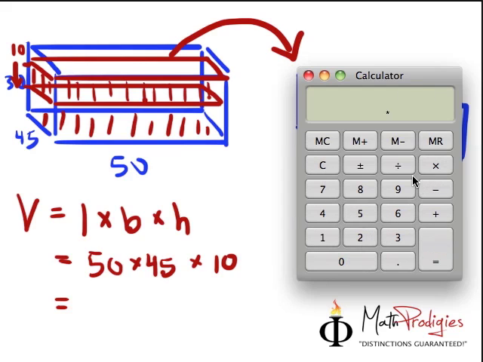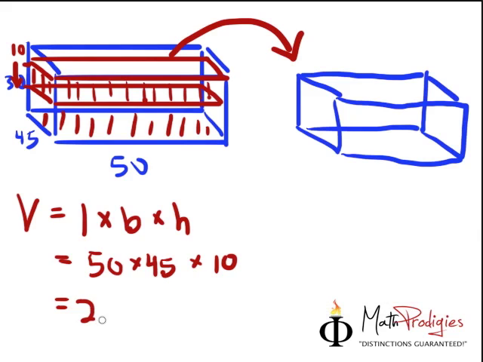Why is that really that big? Oh yes, it is. It will give you 22500 cm cubed. And that's the answer for part A.